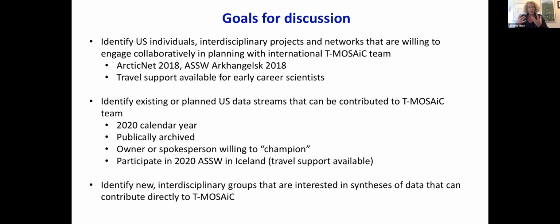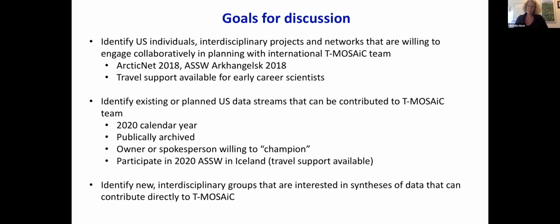We need to have an owner or a spokesperson that's willing to be the champion or the caretaker of that data set and to be willing to interface with the T-MOSAIC team. And then the IS group has been talking about having really strong US representation at the 2020 Arctic Science Summit Week in Iceland, which we think will be much more amenable to bringing a large number of people from our community.